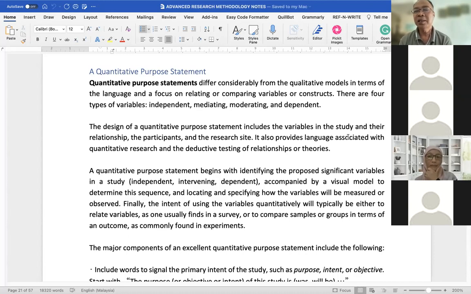Yes, Bapak Adi. Sorry, Prof. Can I ask? Sure, go ahead. Okay, Prof. You have already explained about the quantitative and qualitative purpose statements. So this is a simple question. Can quantitative research and qualitative research be used together, Prof? And the second question, is it better than if we choose only one, Prof? Thank you, Prof.